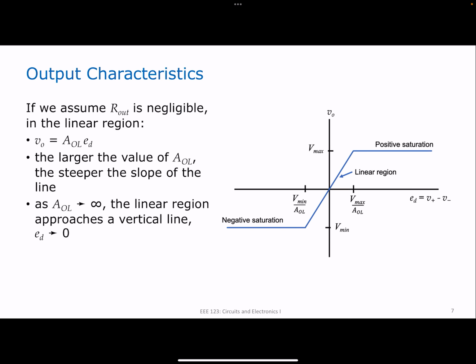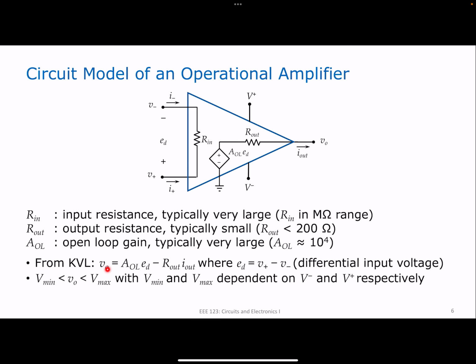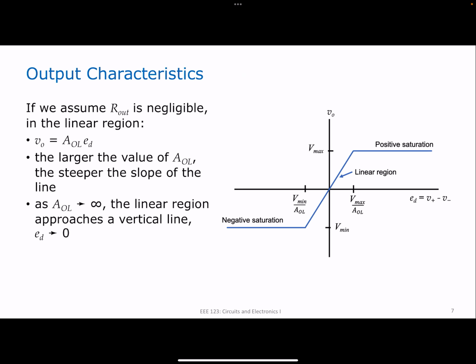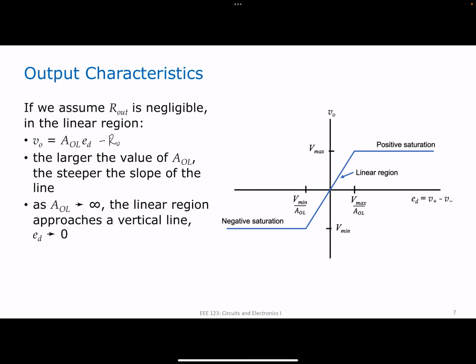These are what the output characteristics of your op-amp will look like. This is a plot of the output voltage versus the differential input voltage, or V plus minus V minus. We assume that R out is negligible. If you will recall, by KVL, V out is A_OL E_D minus R out times I out. But if we assume that R out is negligible, we can just say that that is 0, and V_O is equal to A_OL E_D.